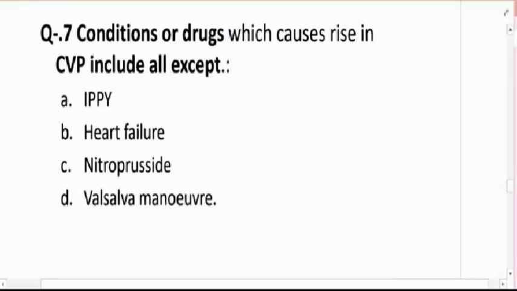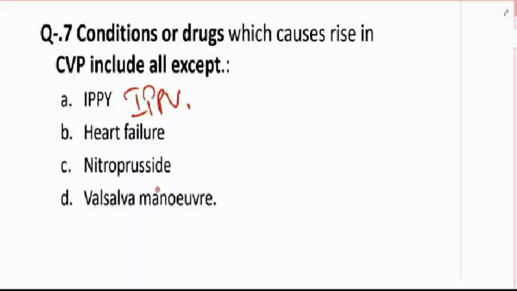Conditions or drugs which cause a rise in CVP include all except, this is not IPPY, it is IPPV, intermittent positive pressure ventilation, IPPV. Heart failure, nitroprusside and Valsalva maneuver. So what are the conditions which cause a rise in central venous pressure?